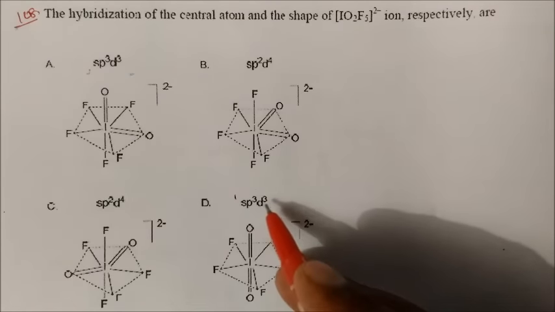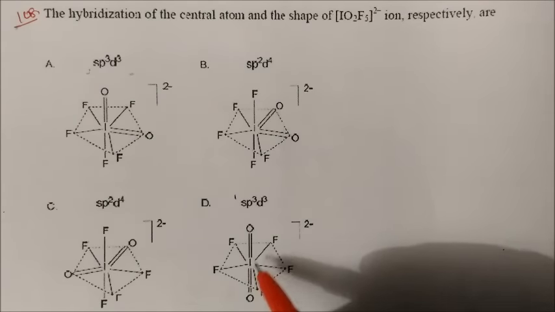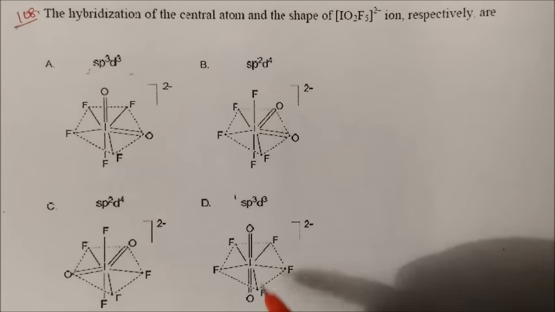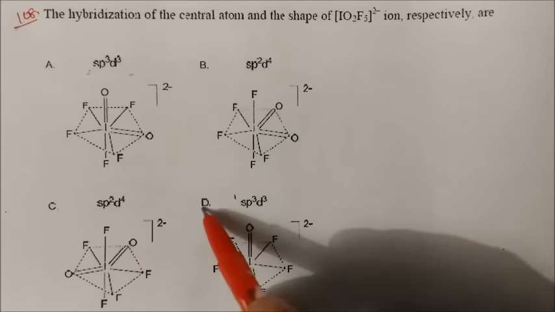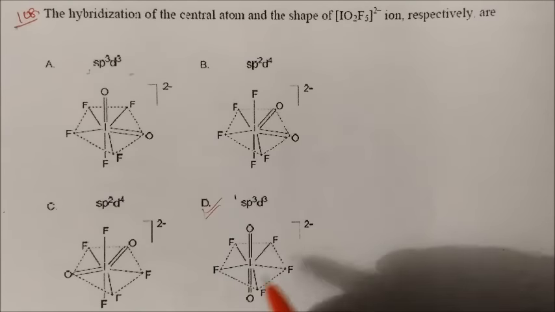So this is sp3d3, because again you can see carefully, iodine is occupying how much? 1 2 3 4 5 6 7 8 9, because it can expand its octet. So out of these 4 options, this is the most convenient and valid option for this molecule. So this is the only valid answer.